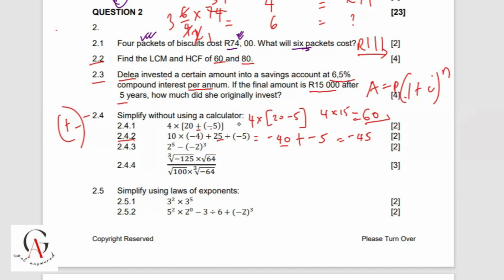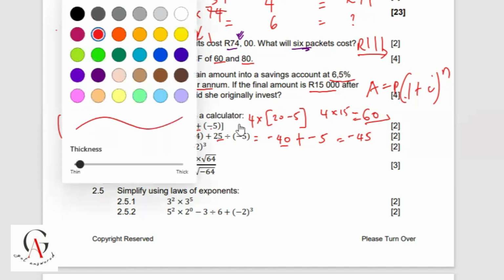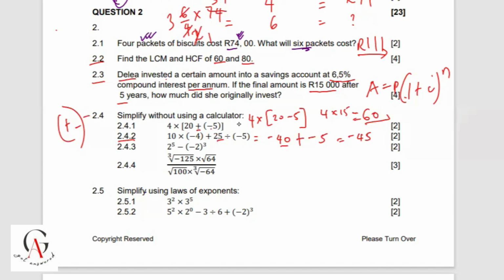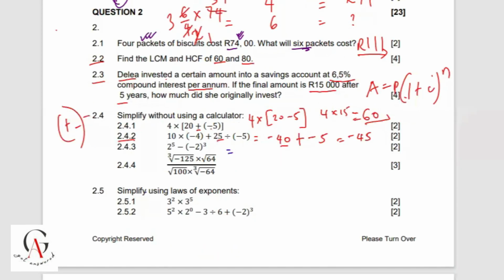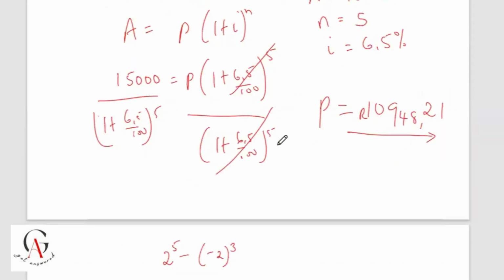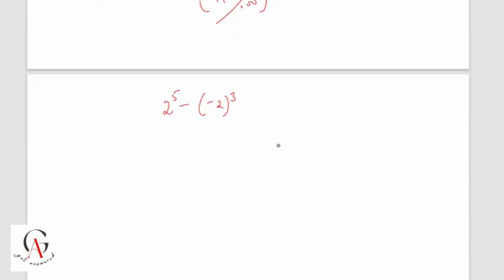Then 2.4.3. We just need to expand this. We have 2 to the 5 minus negative 2 cubed. From our laws of exponents, we know that 2 to the 5 will give us 32, because that is 2 times 2 times 2 times 2 times 2, which is 32.